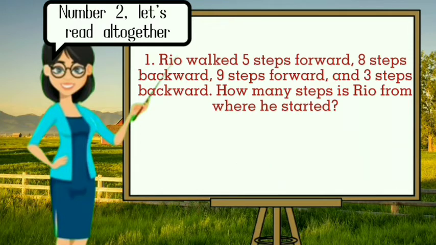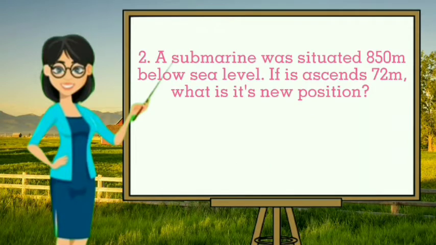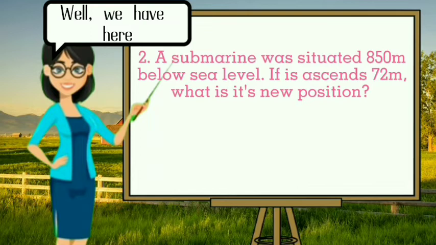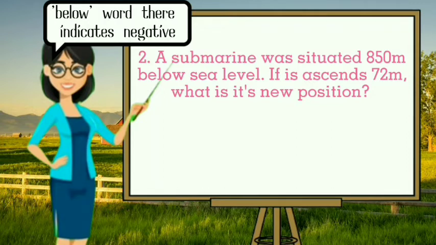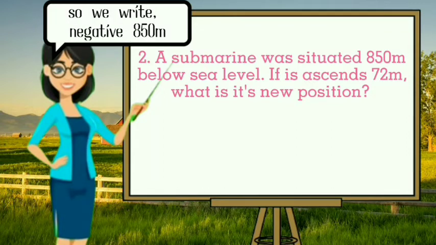Number 2, let's read all together. A submarine was situated 850 meters below sea level. If it ascends 72 meters, what is its new position? Well, we have here 850 meters below sea level. The word below indicates negative, so we write negative 850 meters.